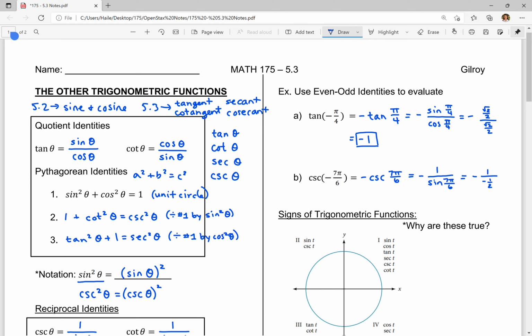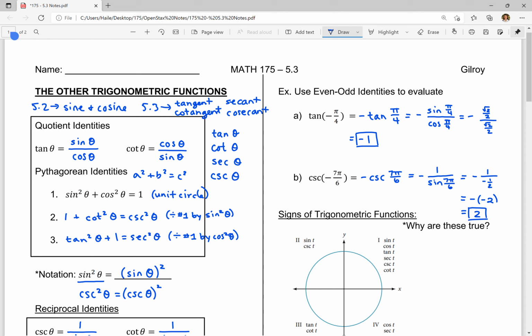So we could go through the whole, like, draw the picture, figure out where 7 pi over 6 is, find the reference angle. But as you keep doing these, you should eventually start to be able to skip those steps and jump straight to negative 1/2. Okay? And so finally, if we do the division of 1 over negative 1/2, we'll get negative 2, but we still have that negative out front. So our final answer is just going to be a positive 2.